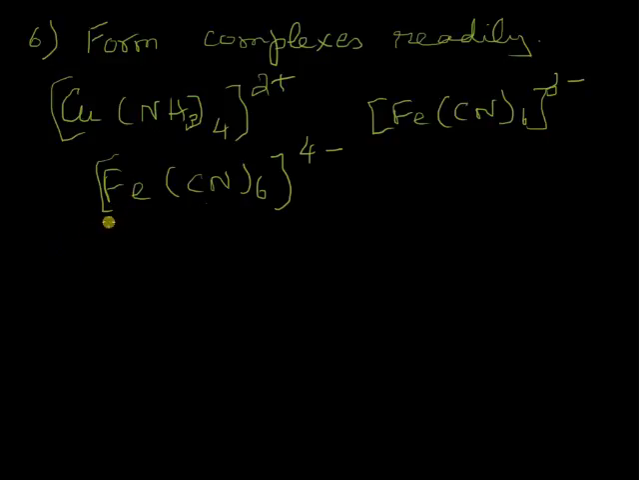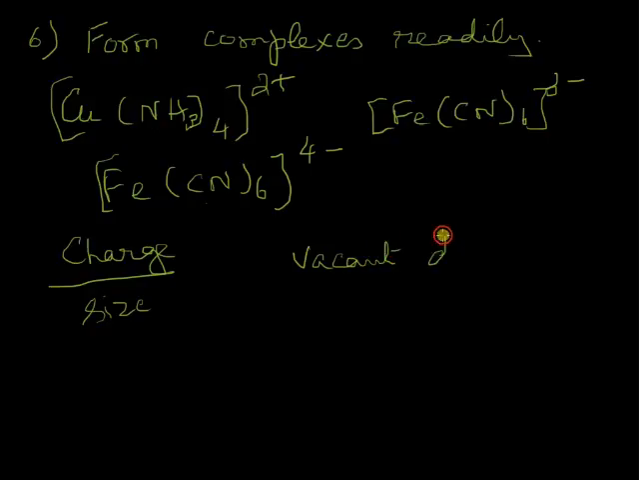For a complex formation, two things are essential: charge by size ratio, that is charge by size of the metallic ion ratio. If it is high, it will favor complex formation. Also, the metal ion must have vacant d orbitals where the electron pairs that are donated by the ligands can be accommodated. Both these conditions are fulfilled in the case of transition metals.